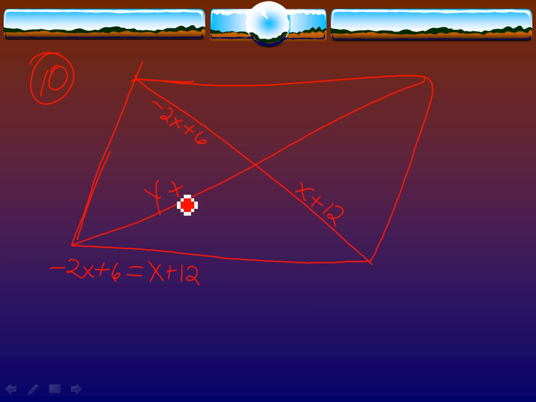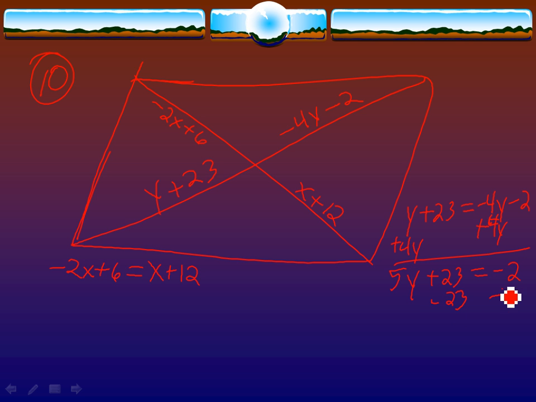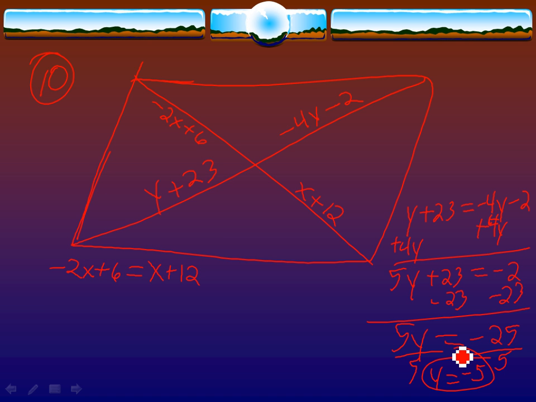And what do we know about these two segments? They're the same also. I'll solve for y. Somebody else solve for x. So we're going to set this equal to that. So y plus 23 equals -4y minus 2. On mine, I add 4y to both sides. 5y plus 23... Somebody help me out, what's negative 25 divided by 5? So that's our y. Did I find x yet?